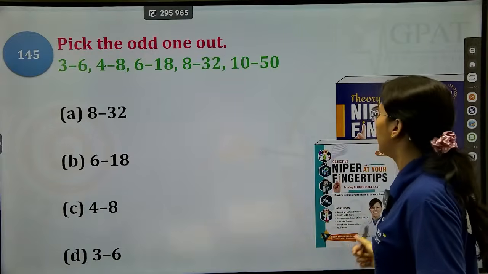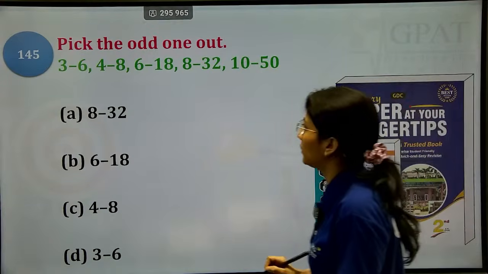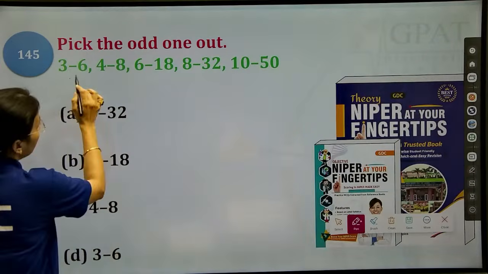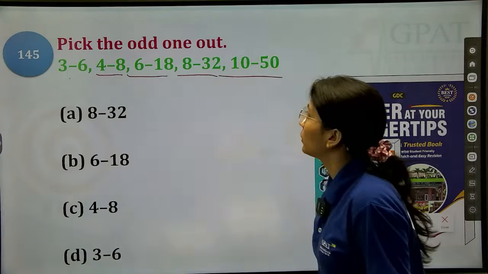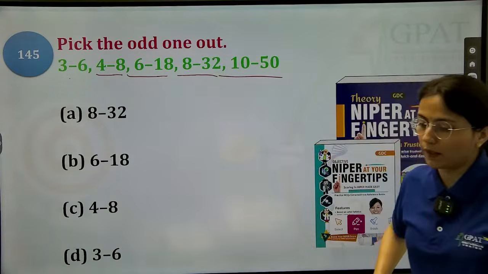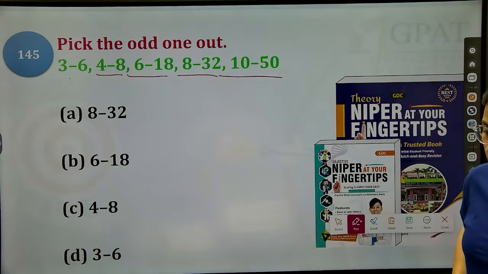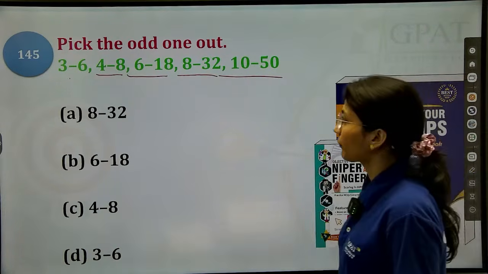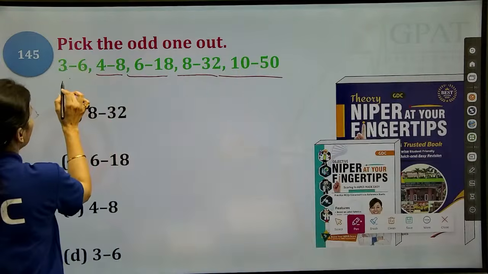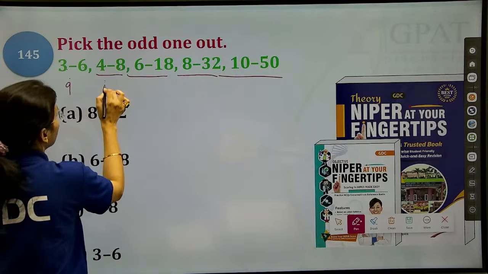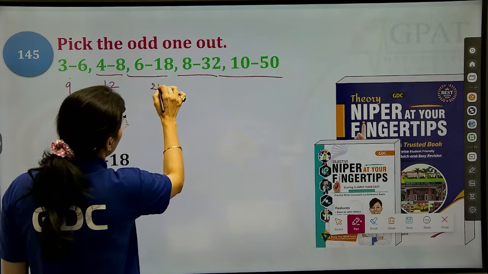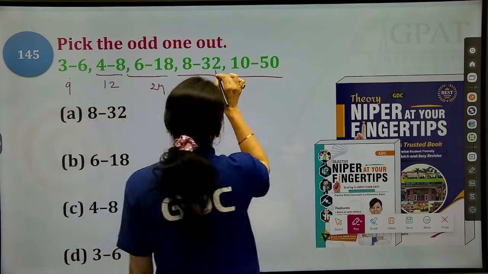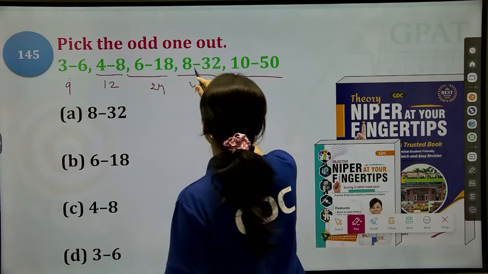So 3-6, like 3, 6, 4, 8, 6, 18, 8, 32, 10, 50. We have to find the odd one, which is odd here. If we see, 6 plus 3 is 9. 4 plus 8 is 12. 18 plus 6 is 24. 8 plus 32 is 40.